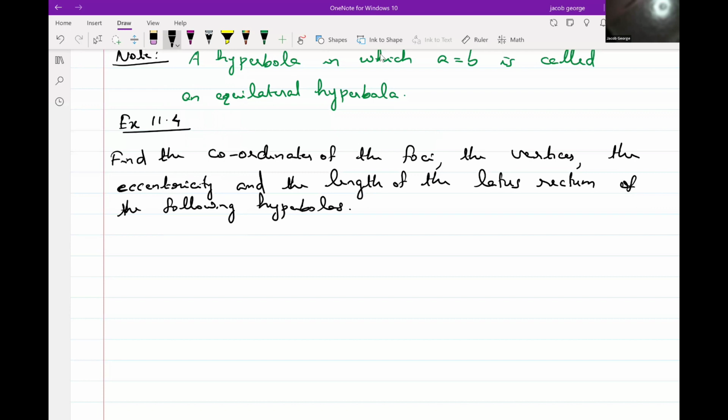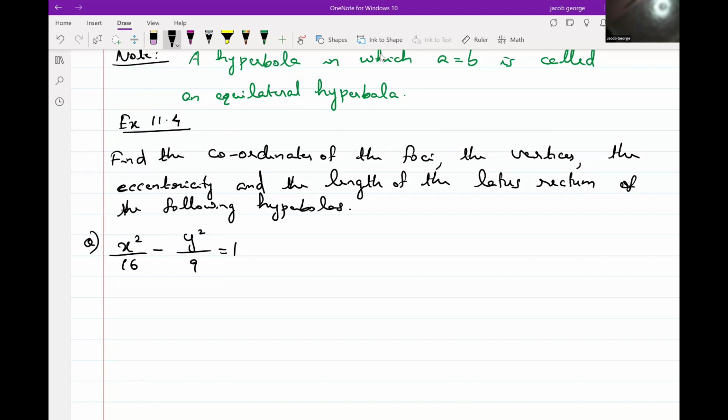Question number 1. X square by 16 minus y square by 9 is equal to 1. Please write.